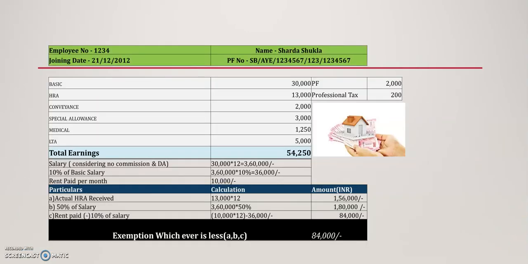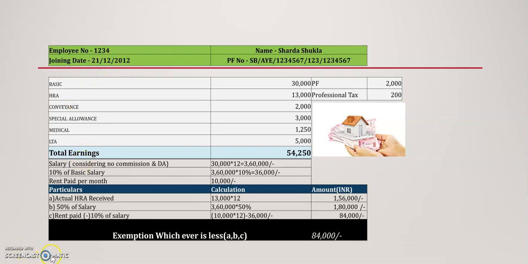So what are the criteria if you want to avail this exemption? First of all, if you have chosen the new regime, then you cannot claim this exemption. And the second thing is that only if you're paying rent can you claim this exemption. Otherwise, you cannot claim this exemption. As you can see on the screen, we have the payslip for an employee, Shraddha Shukla. She has the basic salary, and then the HRA, conveyance, special allowance, medical and LTA, and from that the provident fund and the professional tax are deducted.